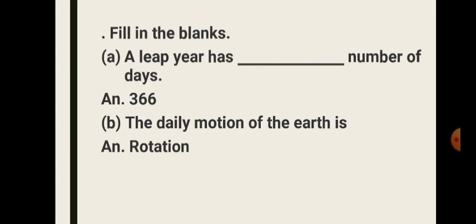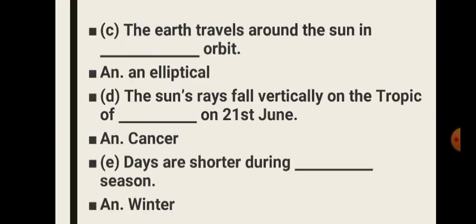Now let's see fill in the blanks. A leap year has how many days? 366 number of days. The daily motion of the earth is rotation. Earth revolving around its own axis is known as rotation. The earth travels around the sun in an elliptical orbit.